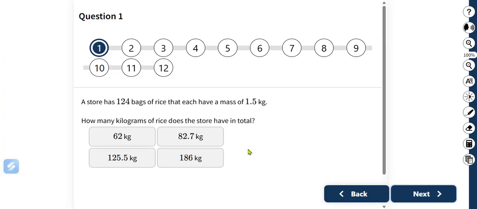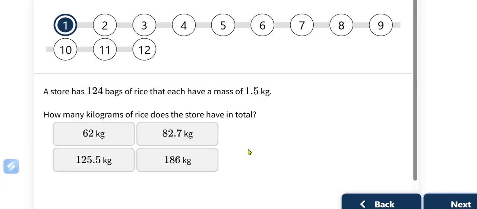So the first question here is a store has 124 bags of rice that each have a mass of 1.5 kg. Simply you multiply 124 and 1.5, which will give you 186. So this is the multiplication of 1.24 and 1.5.